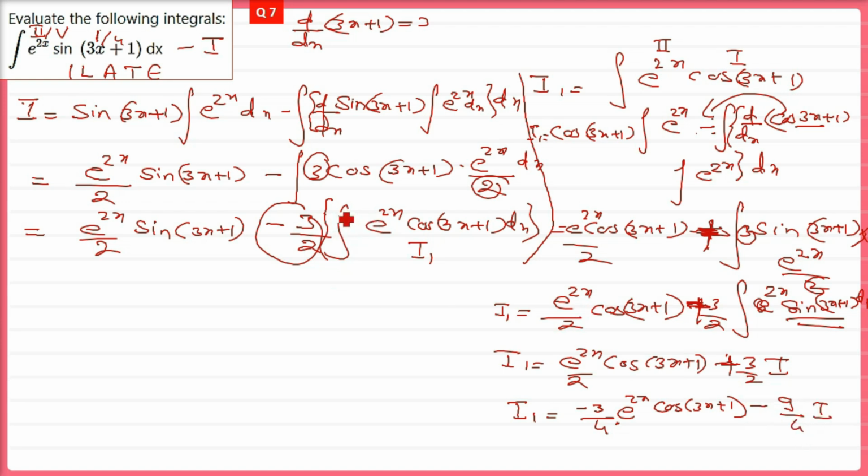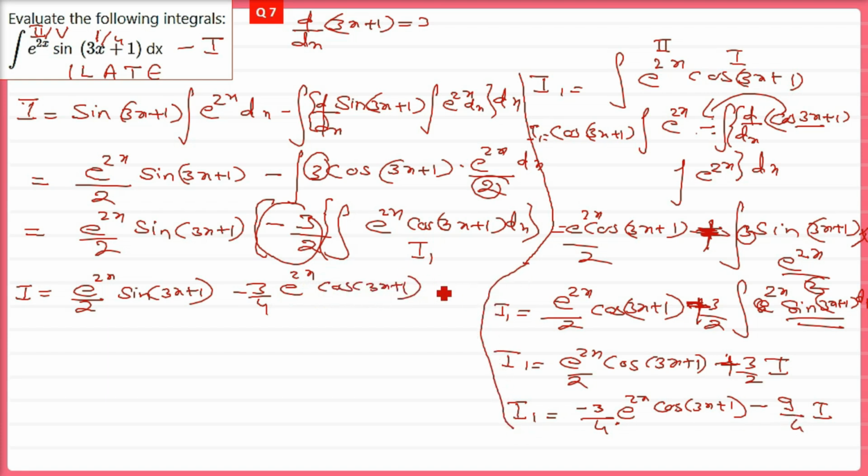Now just place it here. This I will be equal to e raised to 2x by 2 sin 3x plus 1 and negative 3 by 4 e raised to 2x after multiplication by negative 3 by 2. So e raised to 2x cos 3x plus 1, and then after that we have negative 9 by 4 I. So this negative 9 by 4 I will be taken on the left. So it will be I plus 9 by 4 I, and that will give you 4 plus 9 by 4, that will be 13 by 4.